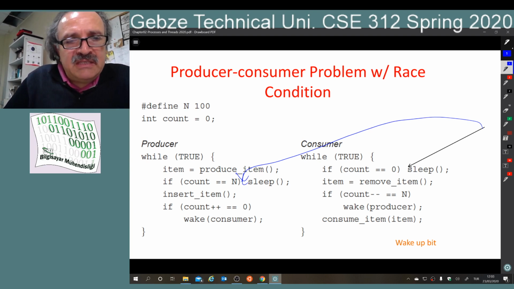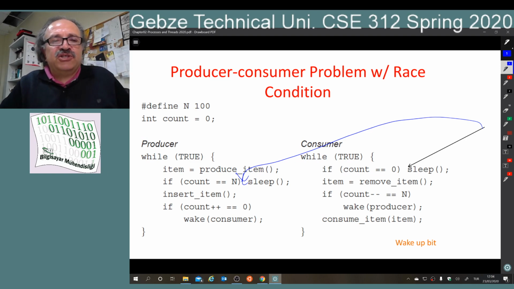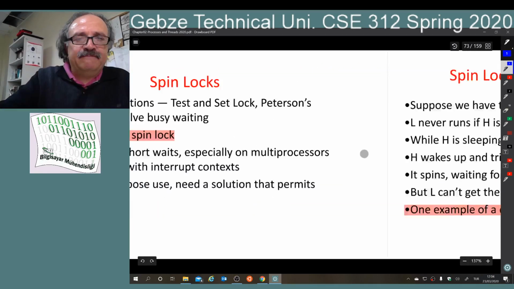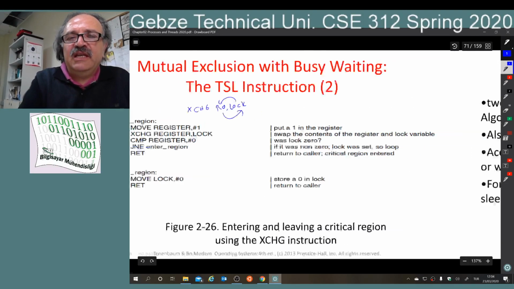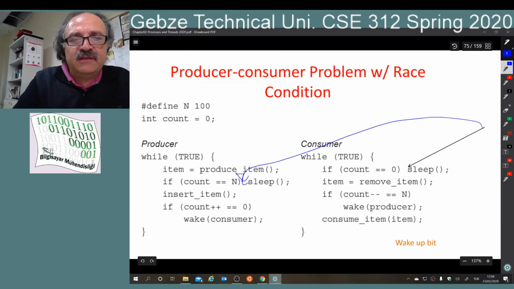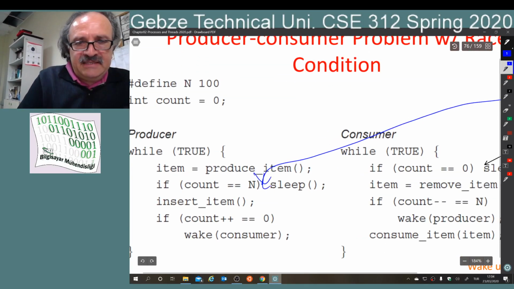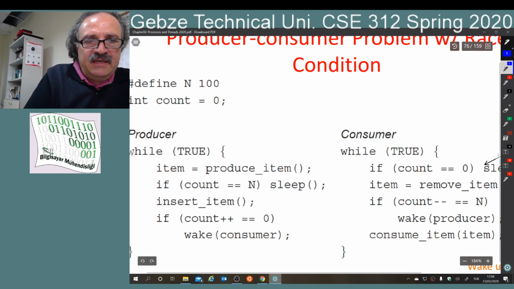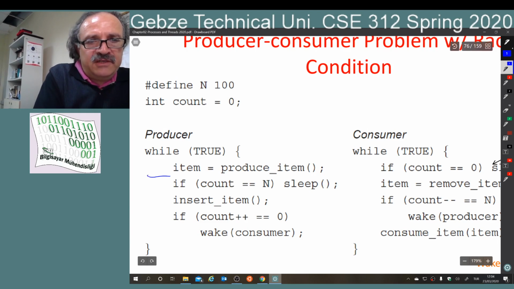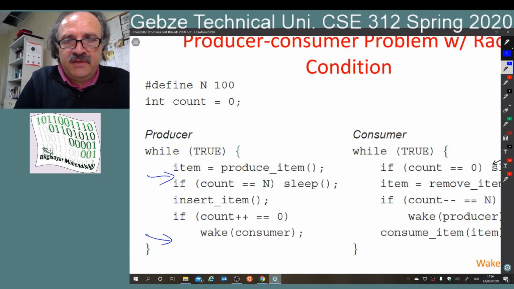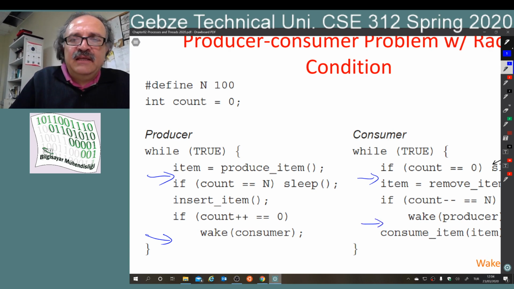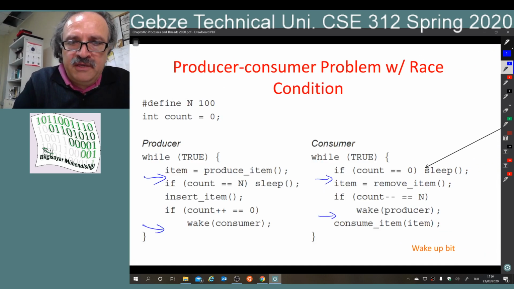Of course, what we can do is, before checking the count and going to sleep, maybe I can use a TSL instruction. Maybe use just something like this: enter region, leave region. We could do that critical region thing, right? Let's say this is the beginning of the critical region and the end of the critical region. If I do that, then I can prevent that kind of problem. The beginning of the critical region is here because I'm checking it there, right?